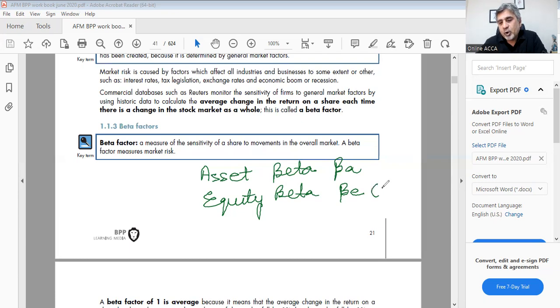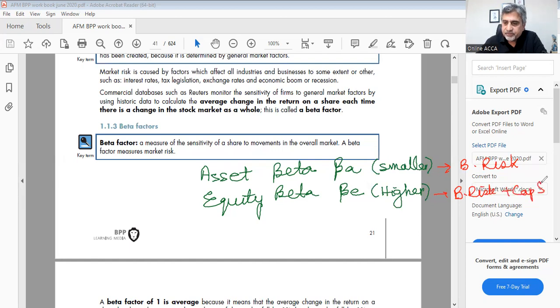This value is always higher, and this value is always smaller. Why? Because this has only the business risk, and this has the business risk plus the capital structure risk, the risk as a result of adding debt. Capital structure means when you have debt inside.